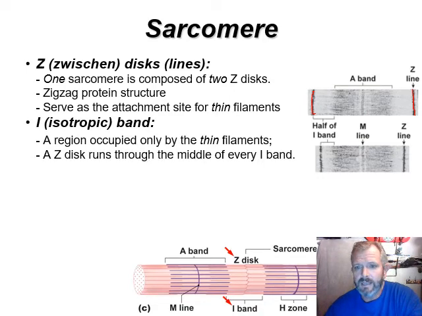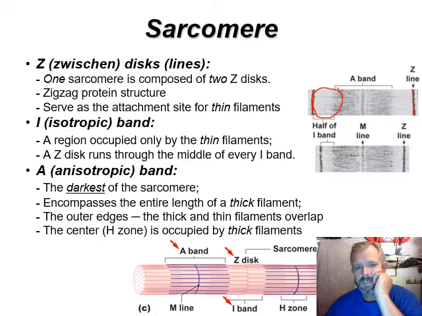There is that light region. Okay, this is here. This is the I band. What the I band contains is only thin filaments. It's the region that has only thin filaments. And then the A band, that's the darkest region of the sarcomere. That's this here.